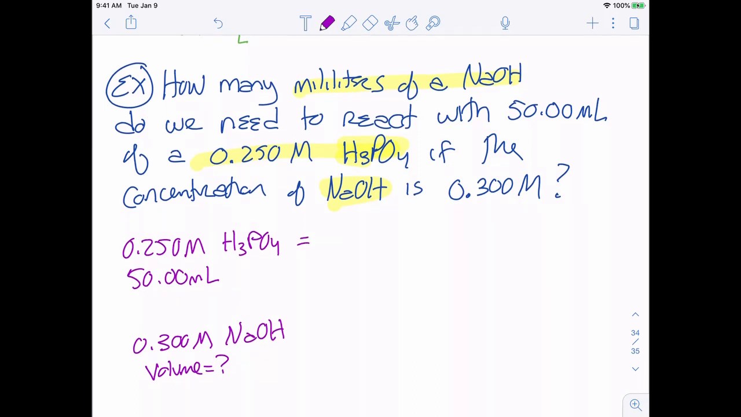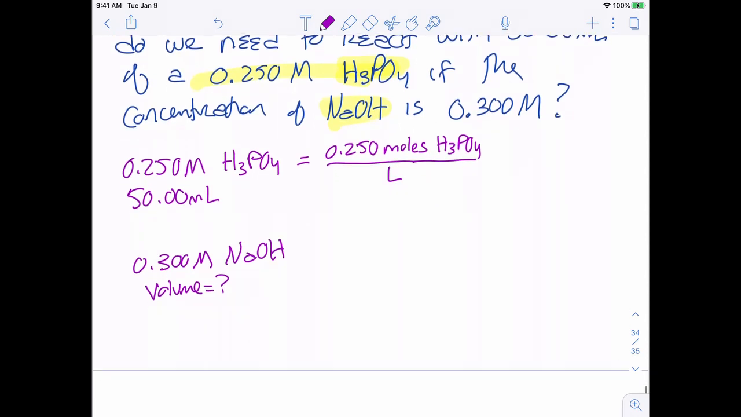So I'm going to rewrite this as 0.250 moles of phosphoric acid for every 1 liter. Remember, capital M is moles per liter, so for every 1 liter. And you don't actually have to put the 1 there if you didn't want to. We could just say per liter. Which tells me, if I'm going to use this volume, that also is going to have to be in liters, otherwise it's not going to work. So I'm going to convert that to liters, and we can do that in a minute here.